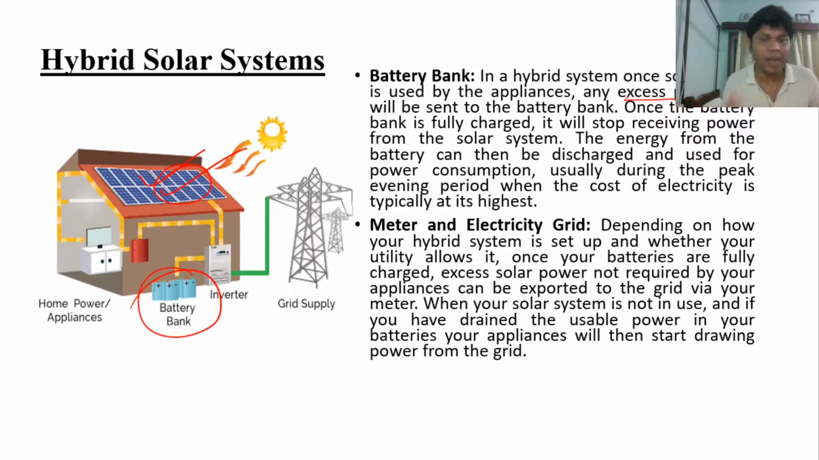And if you have drained the usable power in your batteries, your appliances will then start drawing power from the grid. So that is all about the working principle of a hybrid solar system, how a hybrid solar system works in parallel at our homes, and how power is transmitted through the transmission lines of the transmission tower. So that's all about the working of the hybrid solar system.